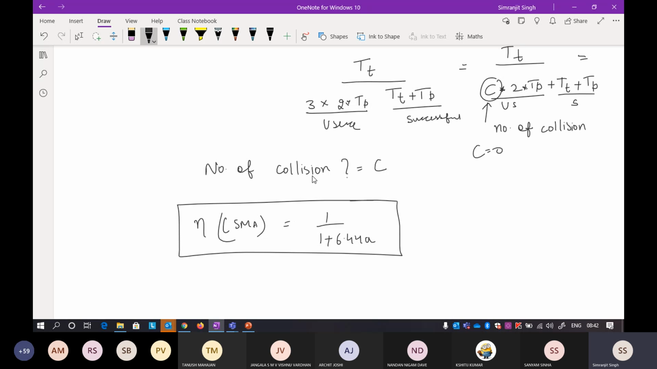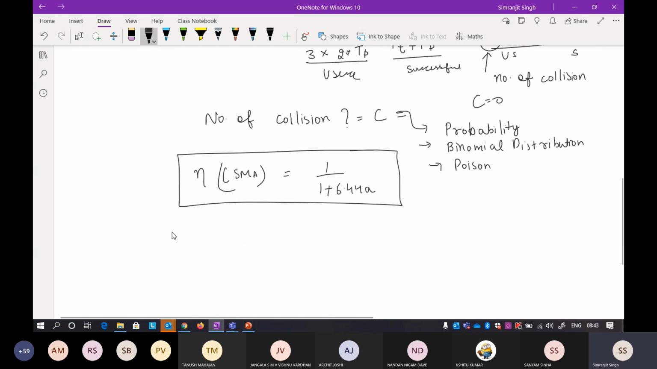I'll tell you some underlying concepts that will be used in the calculation of C. The first underlying concept, which you have already studied, is probability. I'll show you a little bit how you can calculate C, but you need definite knowledge of the binomial distribution and Poisson distribution. Both of these distributions are used in the calculation of the number of collisions. I'll show you a little bit of how you can calculate this.